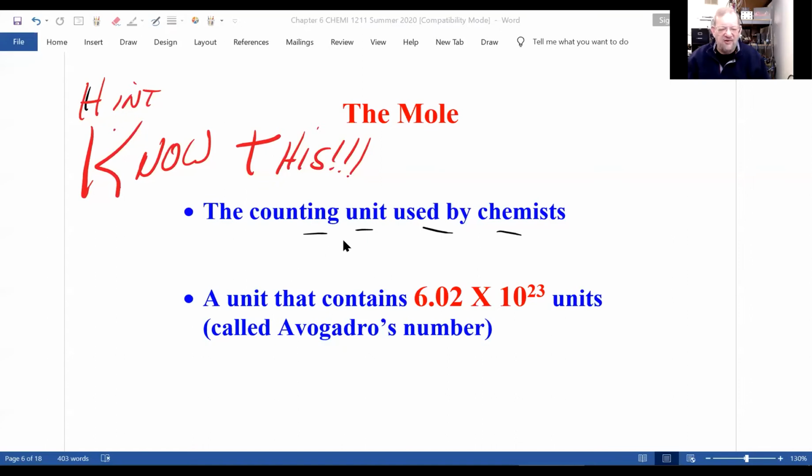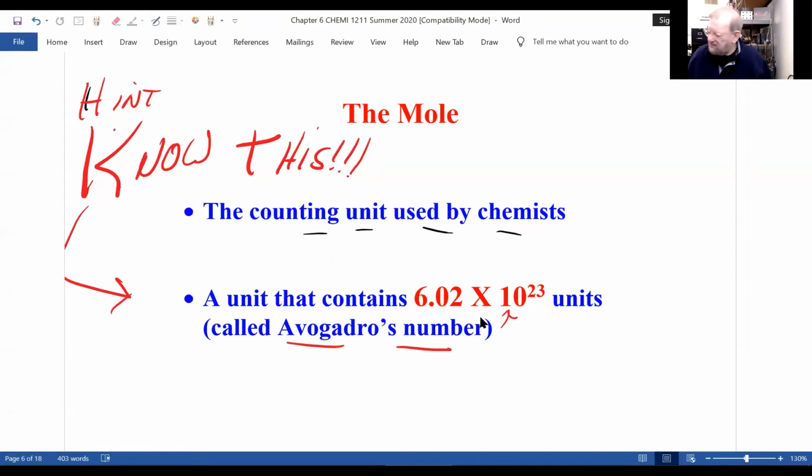12, that's a dozen. Well, in chemistry, instead of saying a dozen, like you mean 12, we use the term the mole. Now, one other definition of a mole is, like a dozen is 12, a mole contains 6.02 times 10 to the 23rd things. A mole contains 6.02 times 10 to the 23rd things. And this is called Avogadro's number. And you should know this too, that this is Avogadro's number.